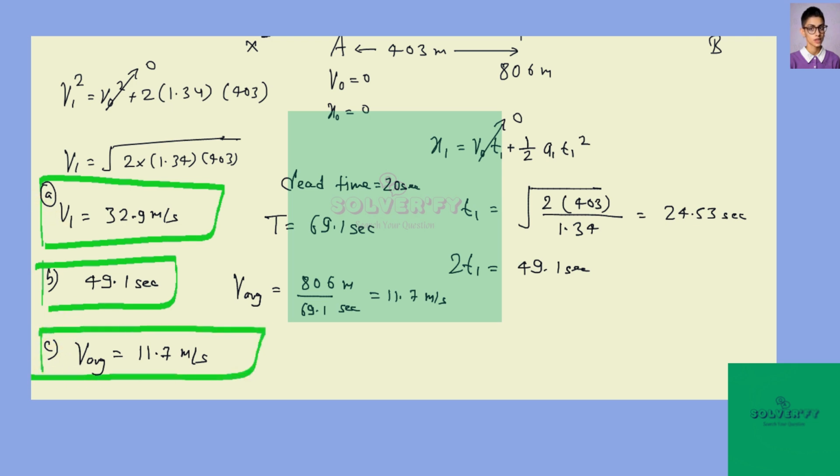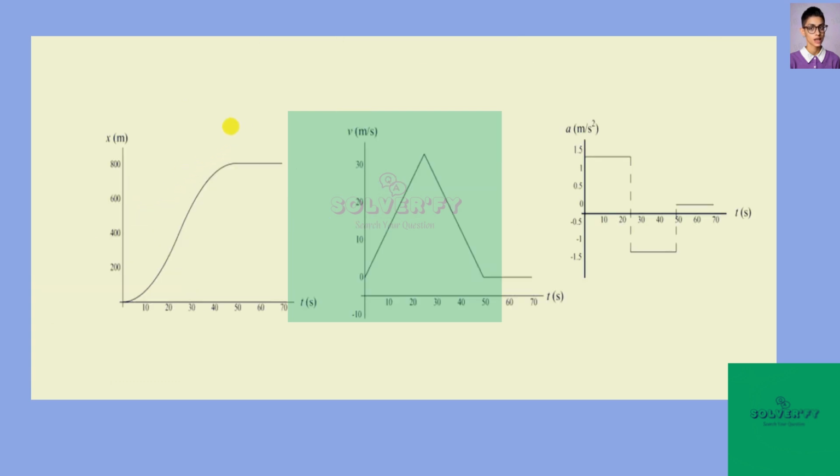Now part D says we have to graph x versus t, v versus t, and a versus t for the time interval from one startup to the next. So here is the required graph I am showing you. First is x versus t, then v versus t, and then acceleration versus time t. So this is the required graph for part D. This is the solution for part D.